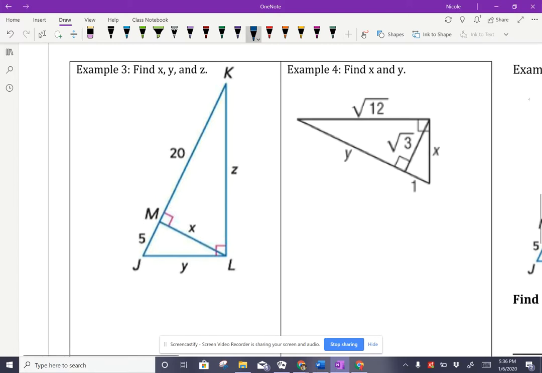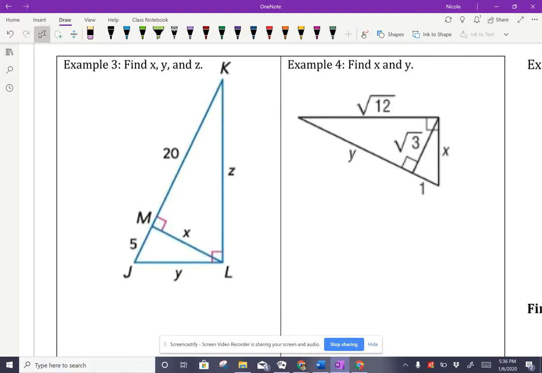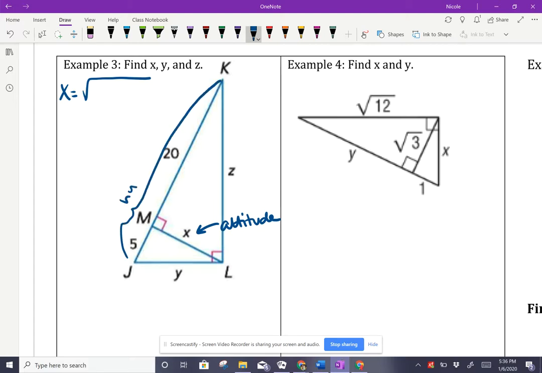So looking at example 3 here, I have x, y, and z that I need to find. X is the altitude. I'm going to go ahead and find that first. Remember, the altitude x is going to equal the geometric mean of the two pieces of our hypotenuse. Our hypotenuse is this whole thing. The two pieces that make it up are 5 and 20. 5 times 20. Now remember, when we have this geometric mean, we can either break these down separately or we can go ahead and multiply them together. 5 times 20 is 100.